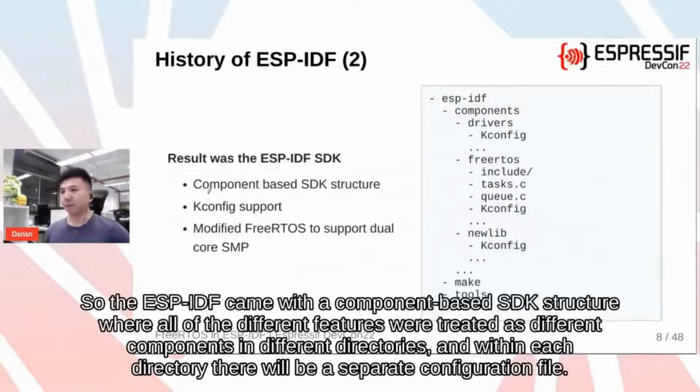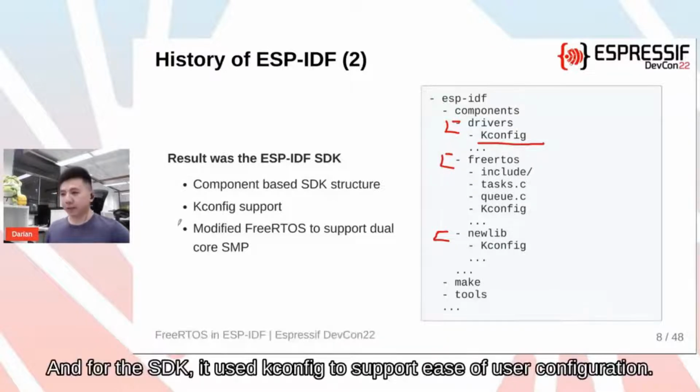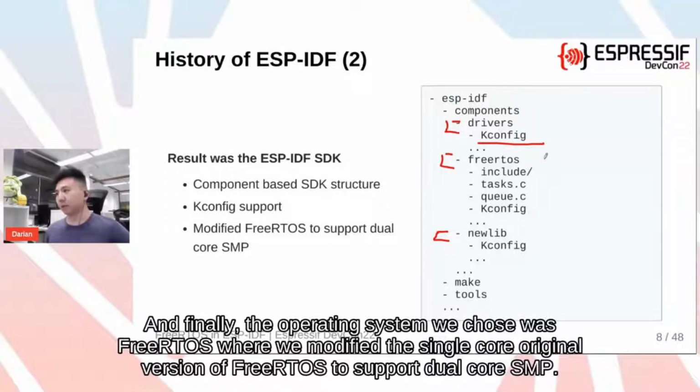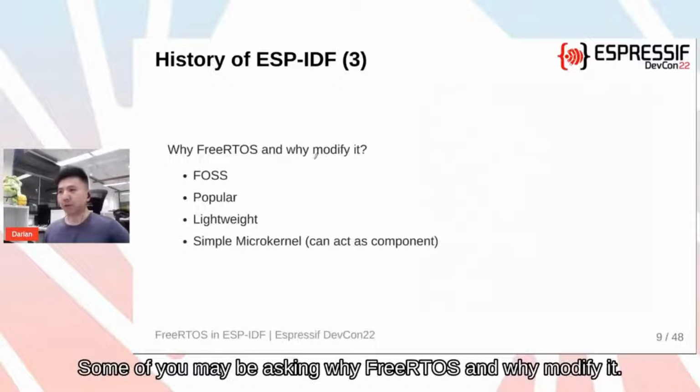The ESP-IDF came with a component-based SDK structure, where all of the different features were treated as different components in different directories. And within each directory, there would be a separate configuration file. And for the SDK, it used Kconfig to support ease of user configuration. And finally, the operating system we chose was FreeRTOS, where we modified the single-core original version of FreeRTOS to support dual-core SMP. Some of you may be asking, why FreeRTOS and why modify it?